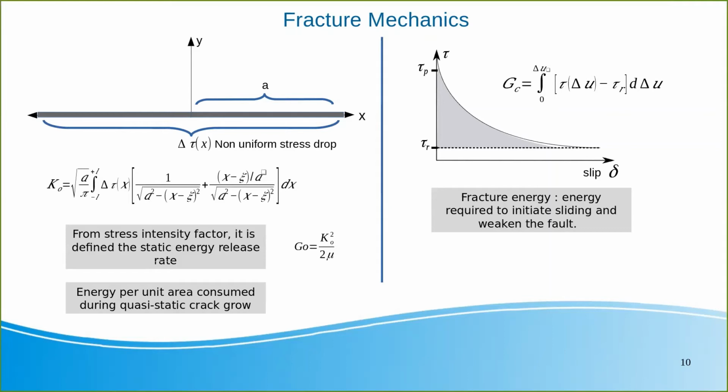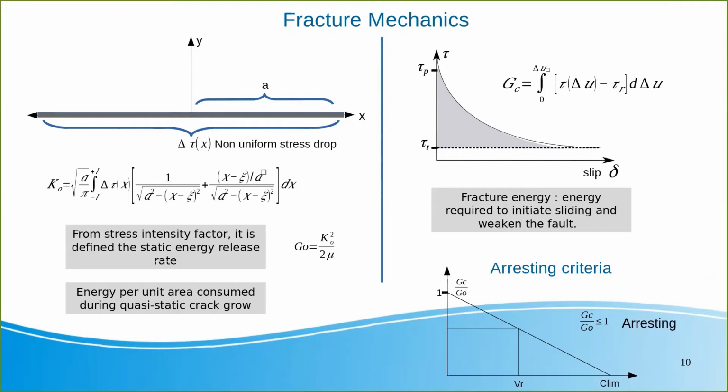So having these two quantities, an arresting criterion is defined. This arresting criterion is based on the ratio between fracture energy over static energy release rate. So what is this arresting criterion saying? That the larger the static energy release rate, the faster the crack will propagate. Here we have the rupture velocity, and here we have the ratio between them. So the larger the static energy release rate, the faster the rupture will propagate. The opposite happens when fracture energy increases: the rupture velocity decreases, and then we have the stop or arrest of the rupture. So let's keep in mind this criterion, mainly the ratio between fracture energy and the static energy release rate. There is a little mistake here, but when fracture energy is bigger than the static energy release rate, bigger than 1, we have the arrest.